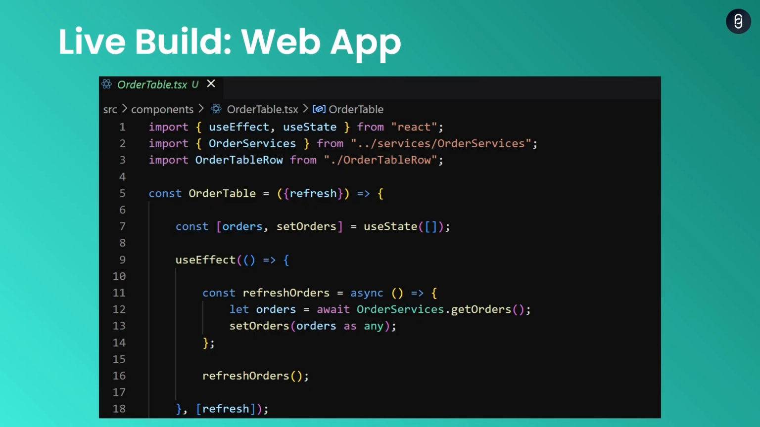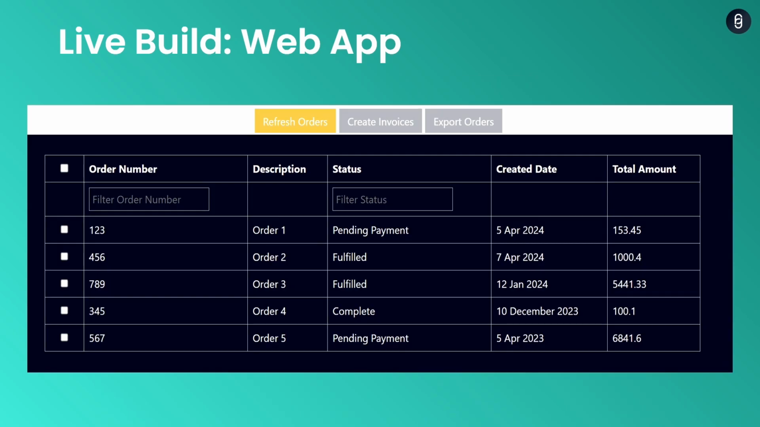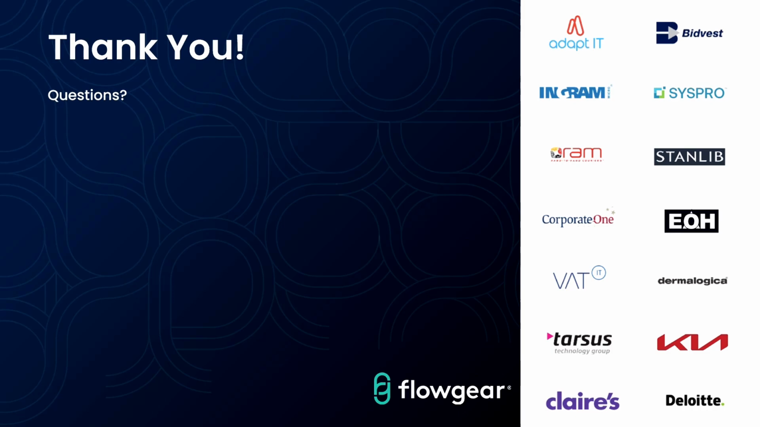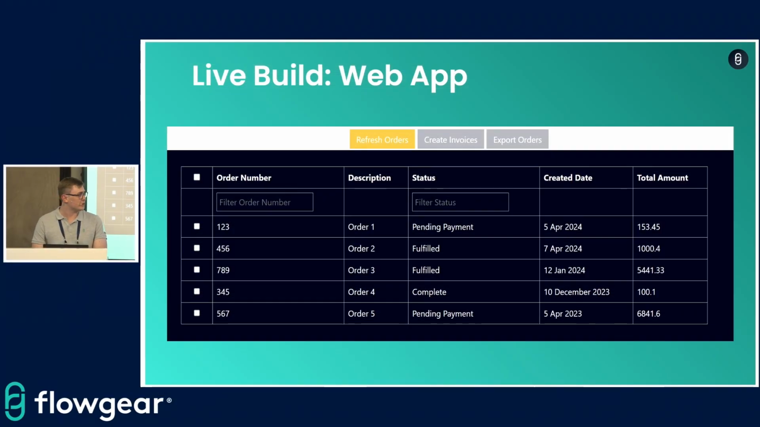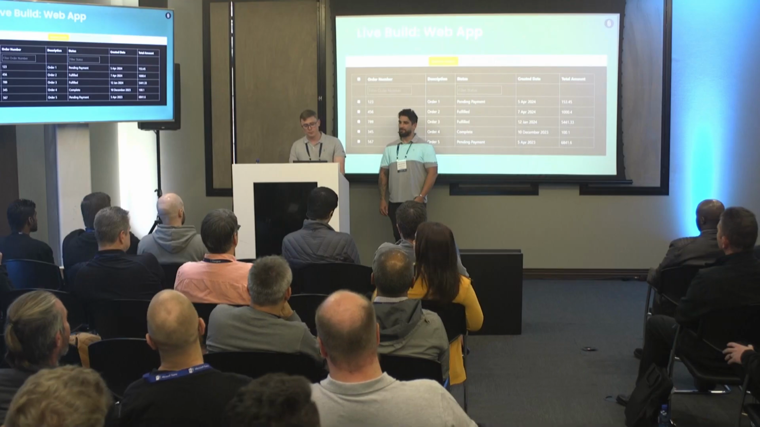Then we'll also show you, I'll be developing the web app live. What you are seeing here is just how we'll get the orders from our Flowgear SDK. And this is what the extended demo app looks like, and we'll show you that in a bit. So now I'll hand over to Carl so that he can walk you through the workflows and what configuration is required before we move on to the web app build.